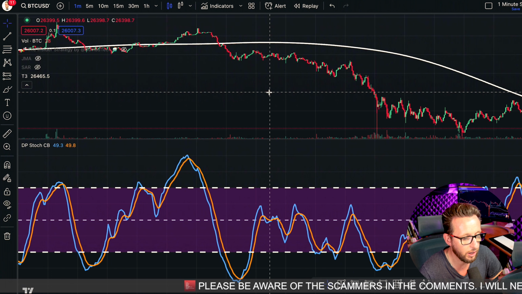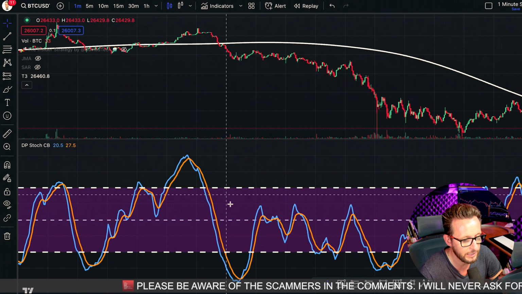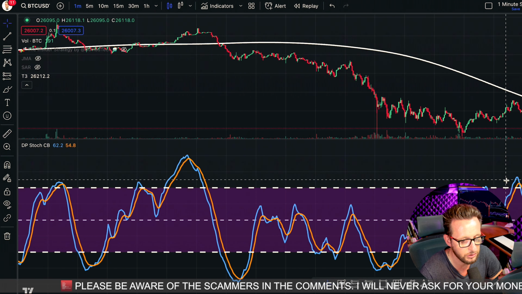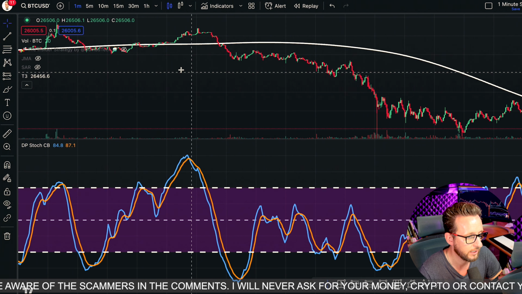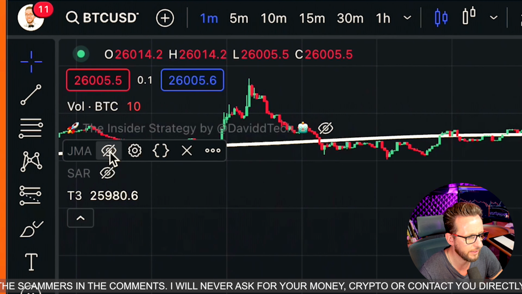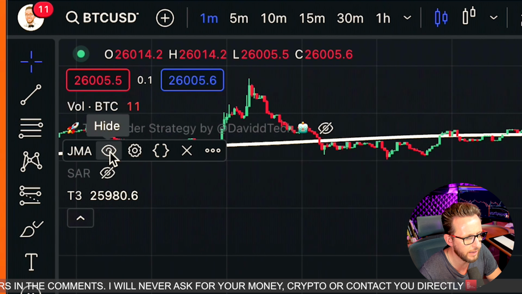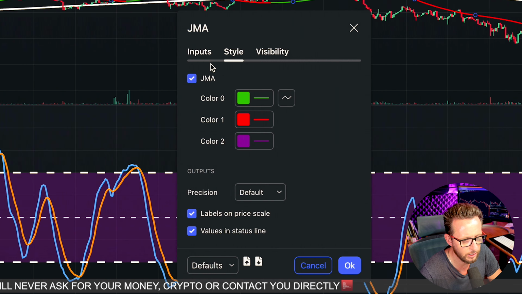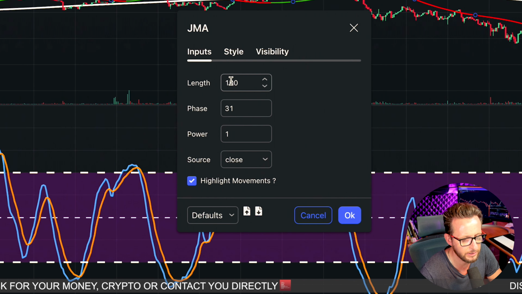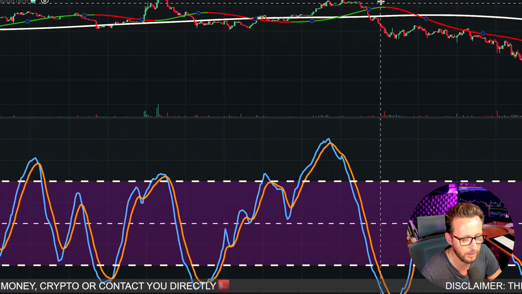Now let's have a look for some of these other confirmations. To make sure that our entries are good, as you can see, there would be absolutely tons of entries all over the place, and not all of them would have been perfect entries. So to make it even better, we're going to be looking at this Jurik moving average, the JMA. We're going to be setting the JMA to 100 as the length here at the top, and that's going to give us another line band here.